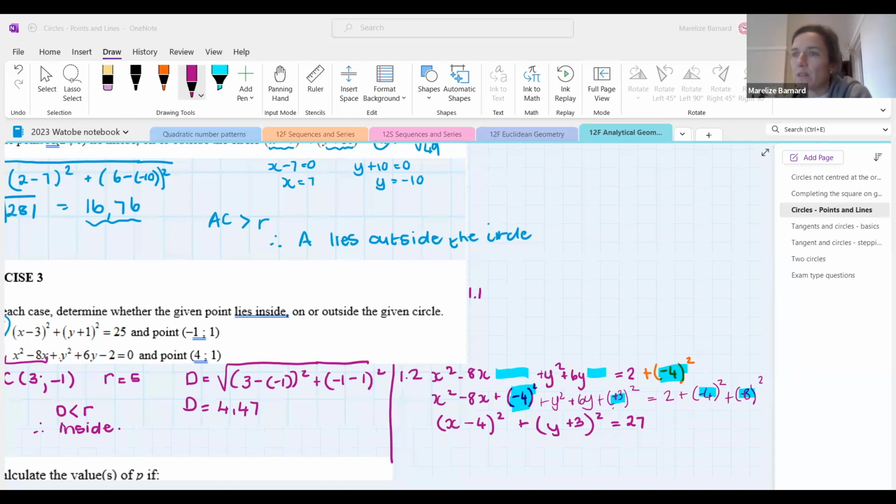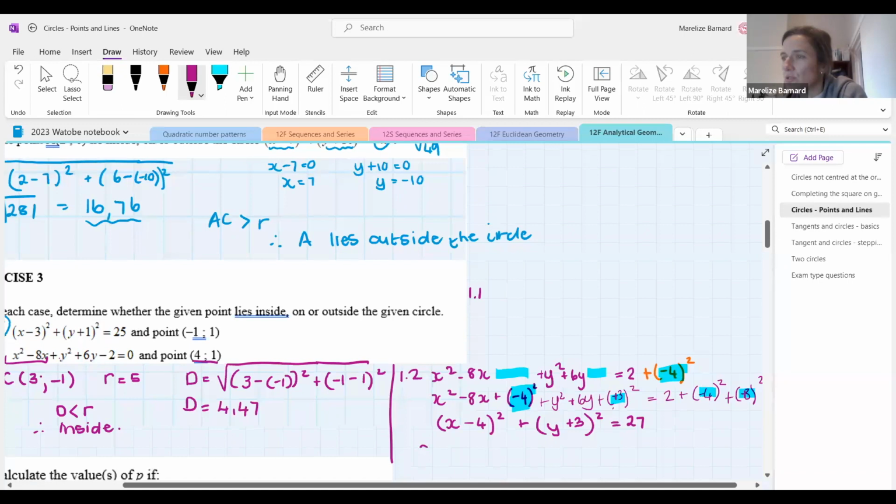Here's our point. Here is the center of our circle. So the center is going to be 4 and -3. And our point is 4 and 1. So go ahead now and calculate the distance. The distance between C and the point.